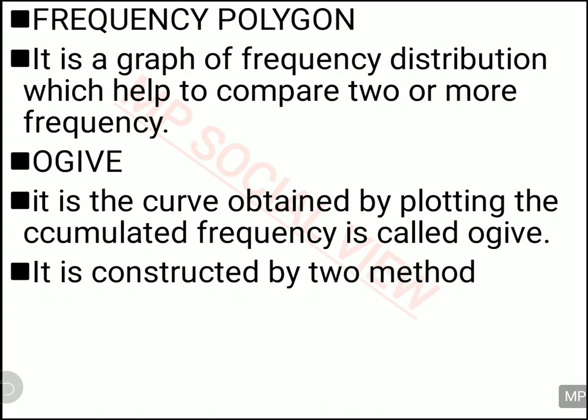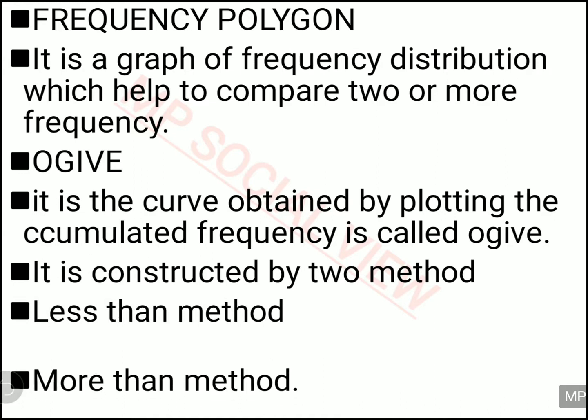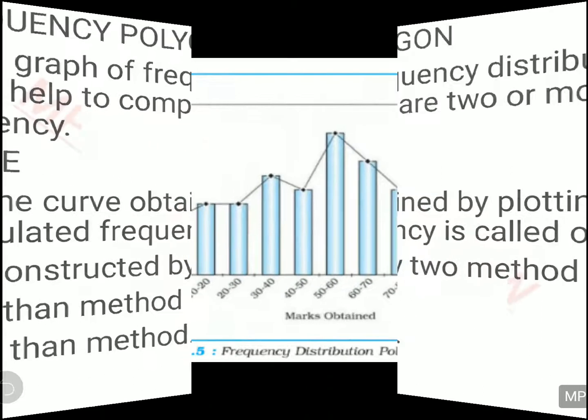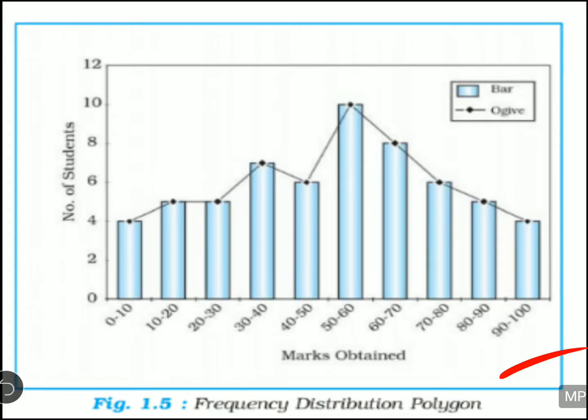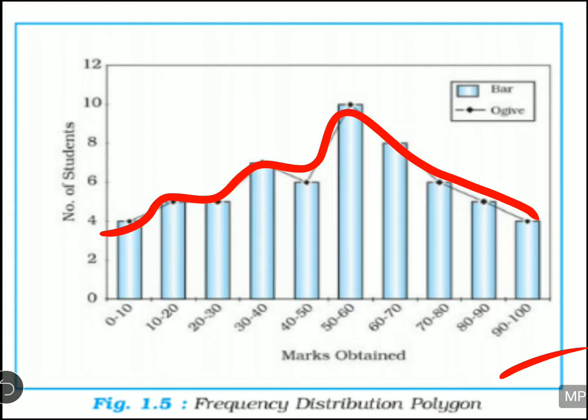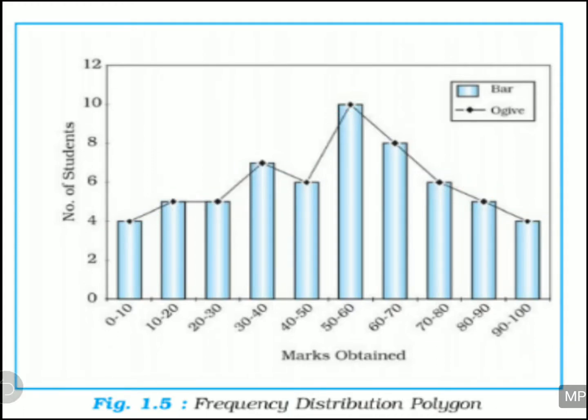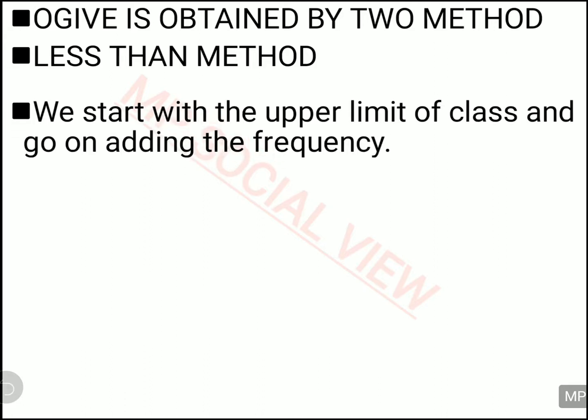This ogive is also calculated in two ways: the less than method and the more than method. So here you can see the frequency polygon. When you plot the simple frequency and make a curve, the curve you get after plotting the simple frequency is called a frequency polygon. But now we have discussed the ogive. Ogive is of two types, less than method and more than method.